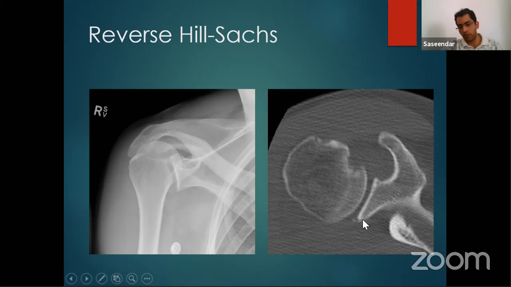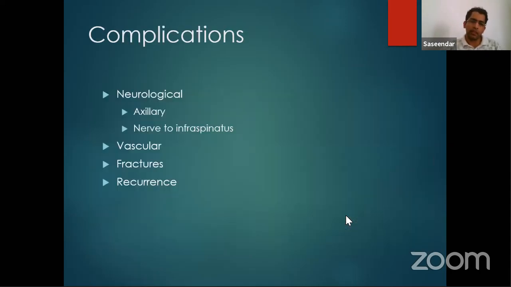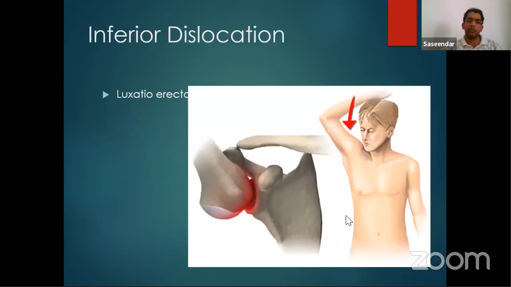The coracoid is the posterior aspect, this is the anterior aspect. Because the head comes behind, there is an impression fracture on the anteromedial aspect of the humeral head. Again, the complications are similar.